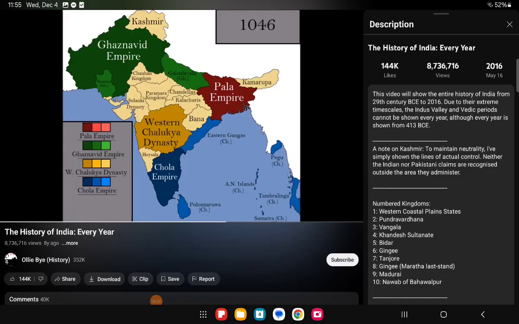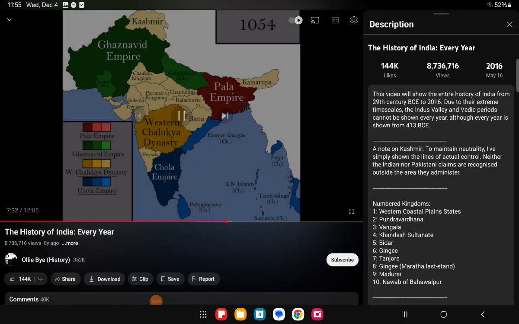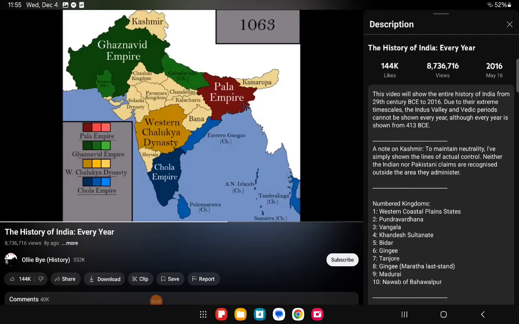And look, the Chalukyas are still here. And now the Tamils are doing even more. Have even more colonies. This is like where Thailand and Malaysia are. And the green is now touching the Palas. And so is the blue. And the Tamils are now out of here. Though they still have Kalinga and the Andaman and Nicobar Islands.